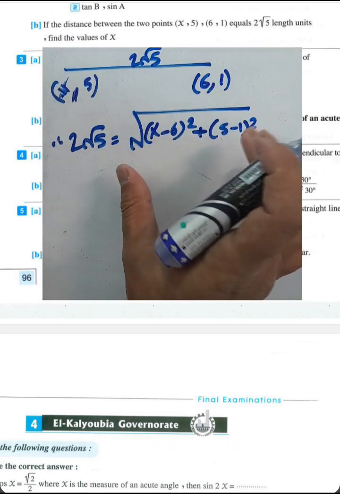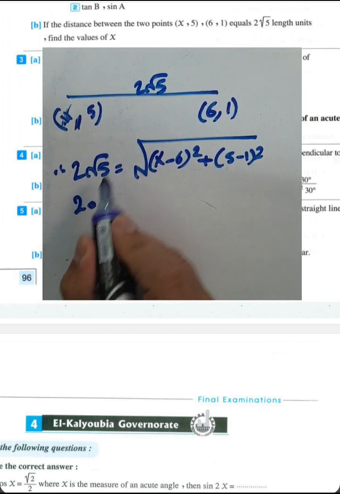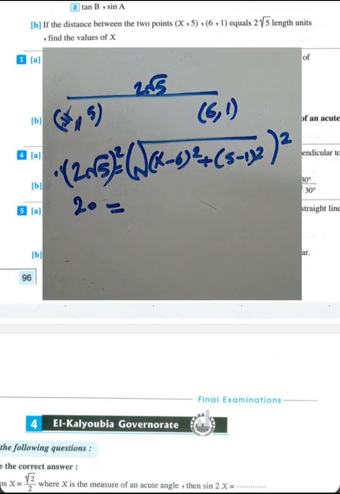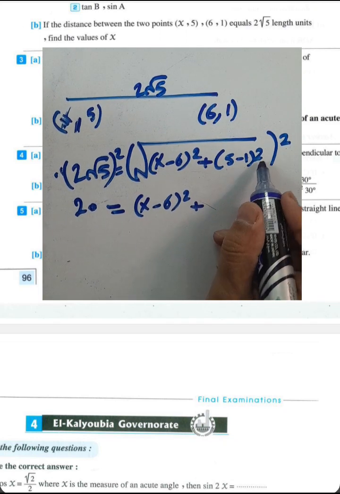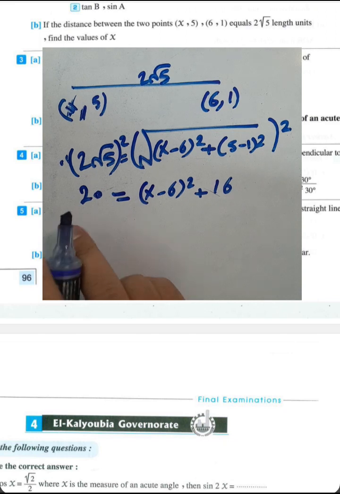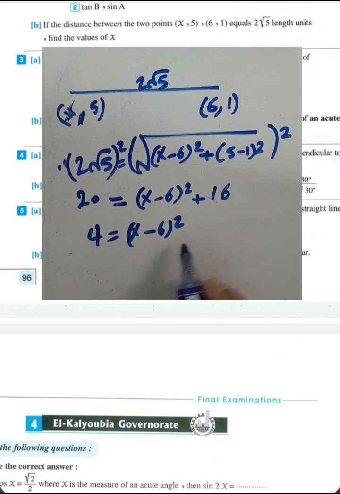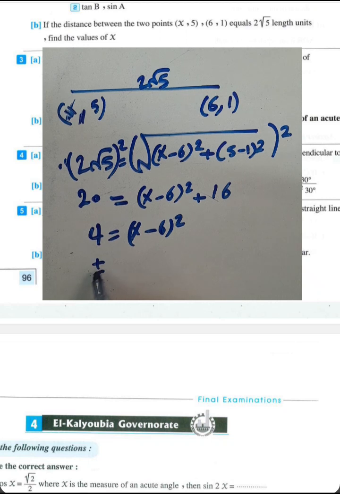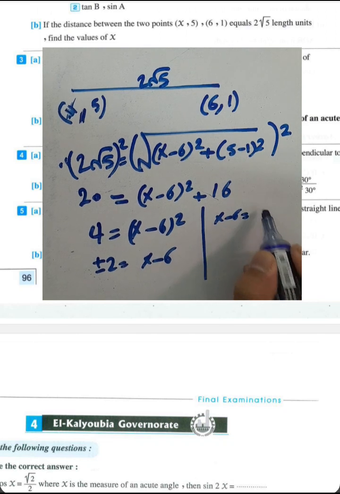Then we write power 2 on the right hand side and the left hand side. 2 power 2 is 4, 4 times 5 will be 20. Power 2 cancels the root. The result will be x minus 6 power 2 plus 5 minus 1, which is 4, 4 power 2 equals 16. 16 subtracted from 20 will be 4 equals x minus 6 power 2. Then we take the square root of both sides. Then positive or negative 2 equals x minus 6. We have two solutions here. Then x minus 6 will equal 2, or x minus 6 will be negative 2.